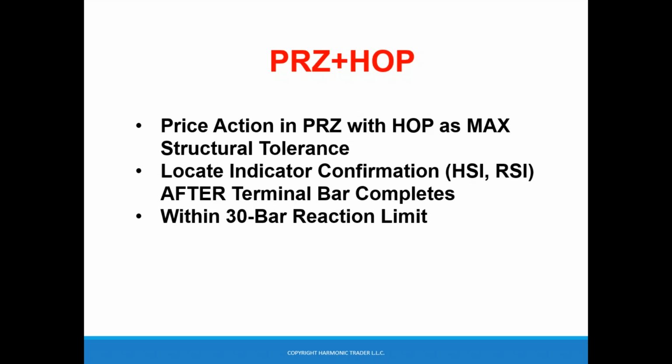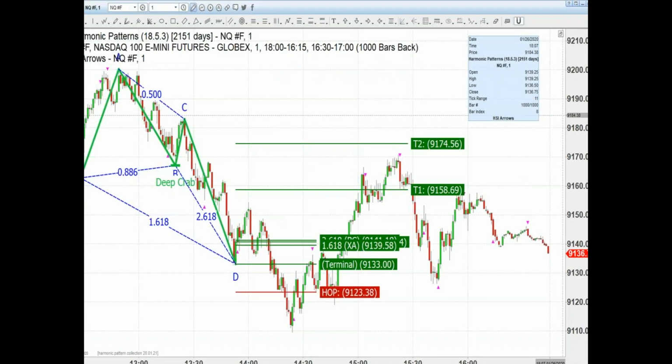And then finally, something I've talked a lot about is a 30-bar limit, especially on the first test, where there's a basic standard of 30 bars. After the pattern completes, we start counting 30 bars to the right of that completion.